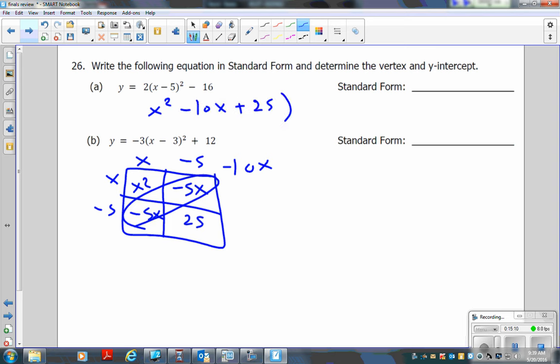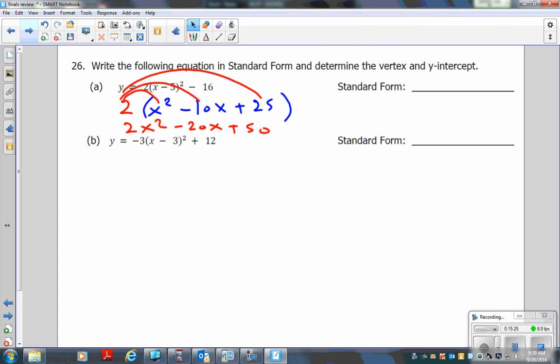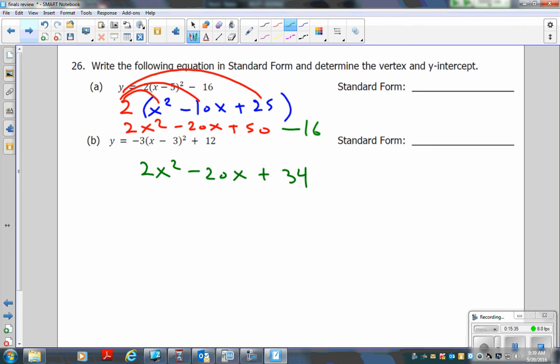That's the square. Now we'll go to the second part, which is multiplying it by 2, which gives me 2x squared minus 20x plus 50. All I did is multiply it like that. And the last part is when you subtract by 16. And you do that at the end. And again, 50 take away 16 is your answer. Okay? Let's do it one more time.